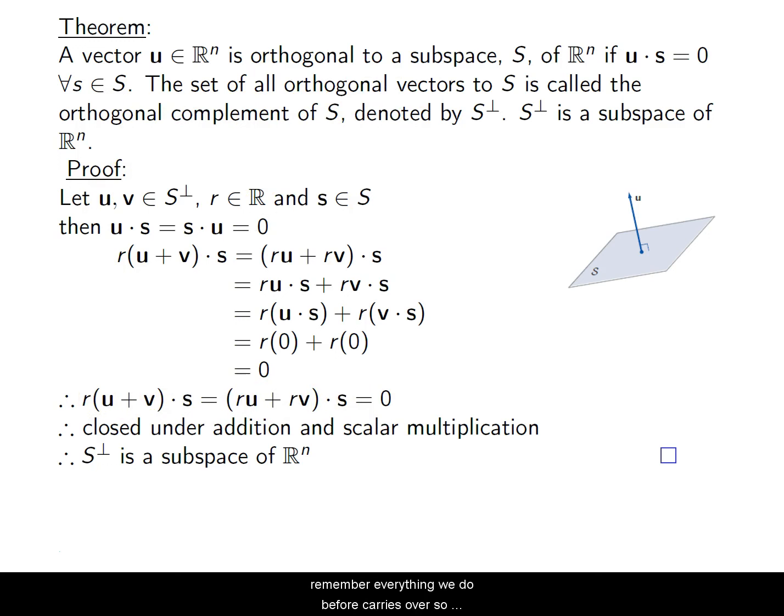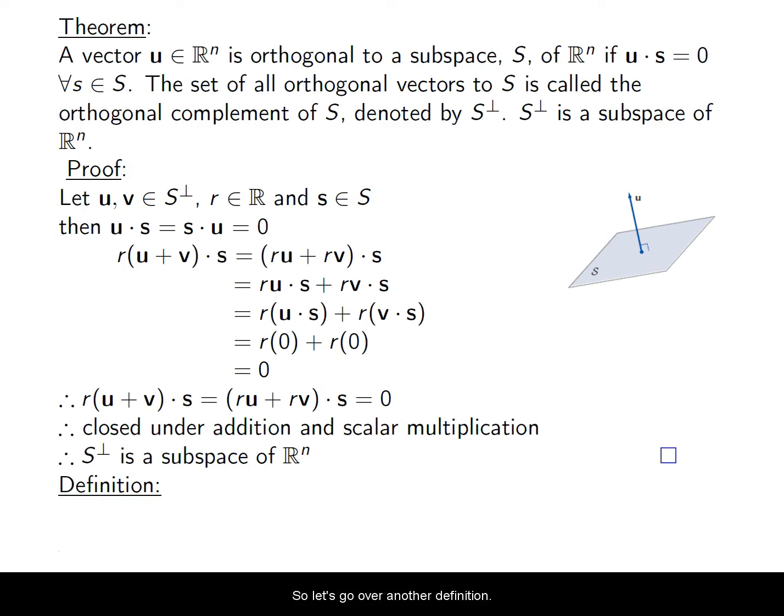So again, remember, everything we do before carries over. Hopefully you didn't just blah through the subspace stuff, because it doesn't go away. Same with the vector spaces, same with all these things. All of these properties are going to be used over and over again. We're just going to talk about crazier and crazier things with them. So what does it mean if I'm closed under addition and scalar multiplication? It means the orthogonal complement is a subspace of R^n. End of proof. QED.